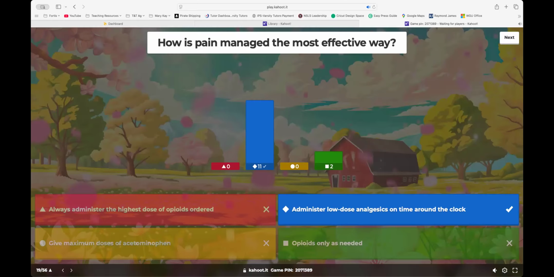The most effective pain management plan is that scheduled medication. So that low dose analgesic, something like acetaminophen, scheduled around the clock so we get baseline coverage of pain, and we can add supplemental medication on top of that for any additional breakthrough pain.